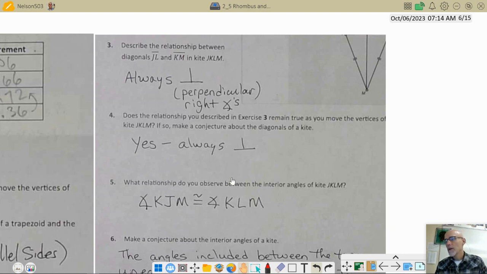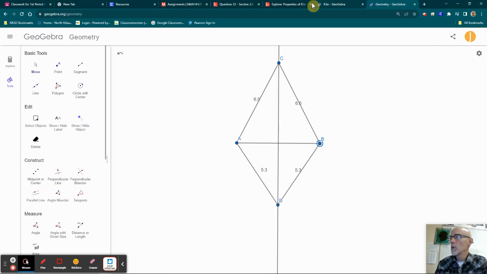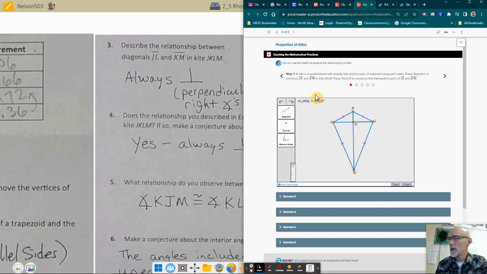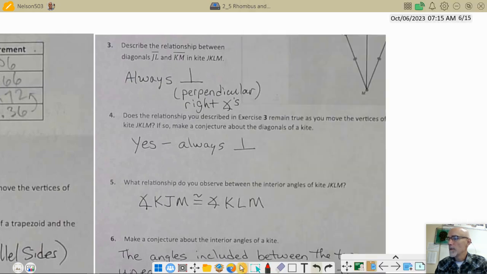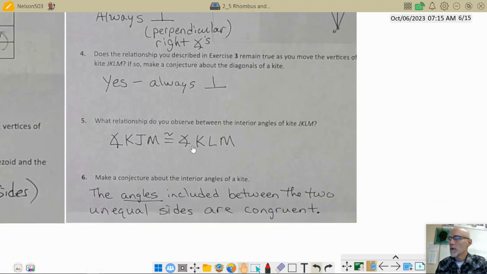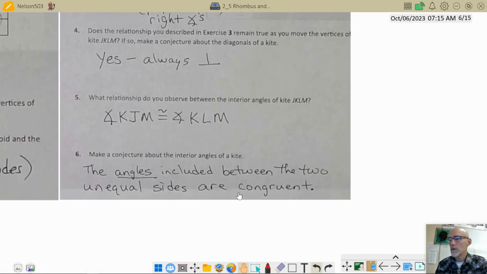And then you could say that the opposite angles, shoot, I wish I would have gotten that picture right there. Let's see if I can get that picture on the screen here real quick. That's like this picture right here. Let me put that over on the right side of the screen. All right, so I'm saying KJM has to equal KLM, right? And that is the angles that are between the two unequal sides are congruent to each other.